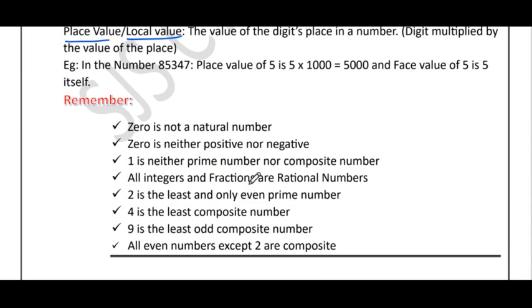And please remember, 0 is not a natural number. 0 is neither a positive number nor a negative number. 1 is neither a prime number nor a composite number. All integers and fractions are rational numbers. 2 is the least and only even prime number. 4 is the least composite number. And 9 is the least odd composite number. All even numbers except 2 are composite.